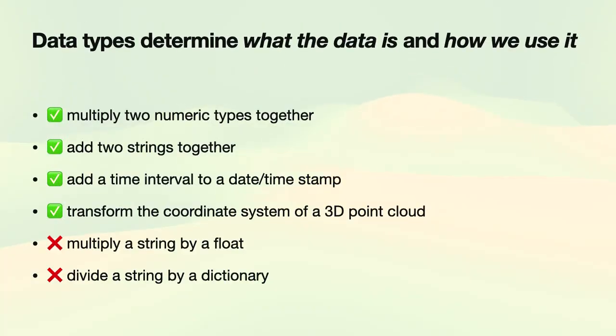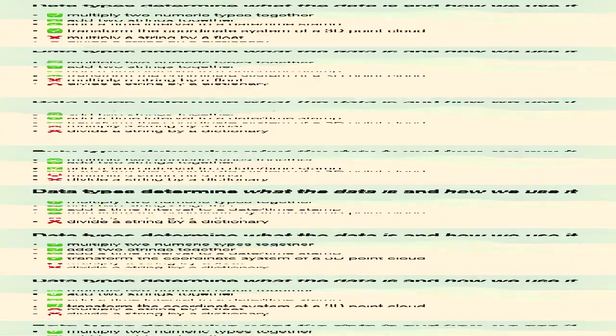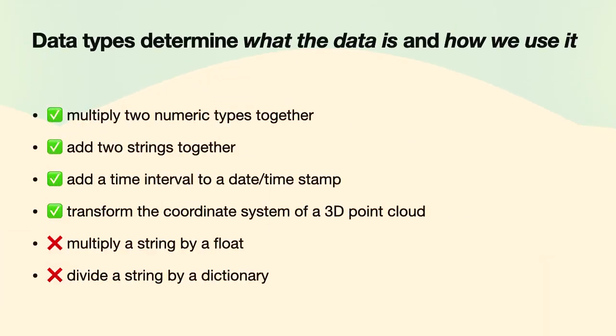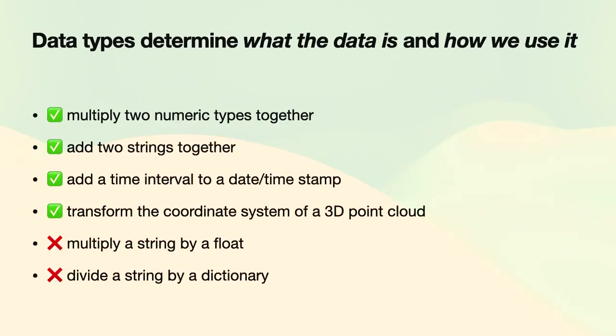So just going really back to basics there, identifying what a data type is. It determines what the data is and how you use it. The check marks show you valid things to do and the X's show you invalid things to do. You can multiply two numeric types, a float and an int, or two floats. You can add two strings together, string concatenation. You can add a time interval, like in Python, a timedelta, to a date or a timestamp. More complex one, you can transform a coordinate system of a point cloud.